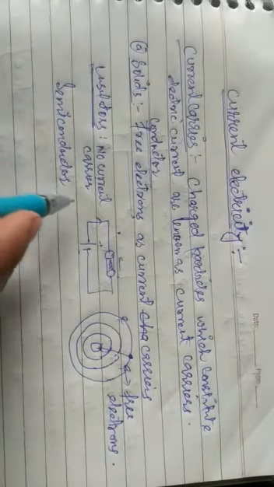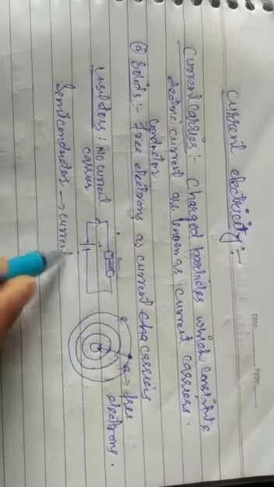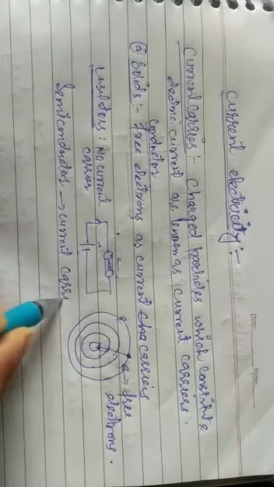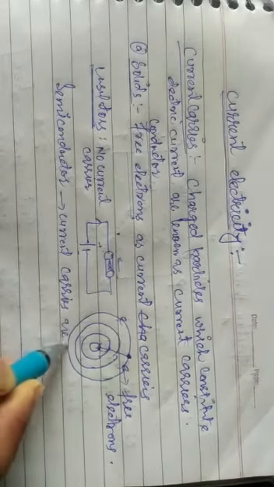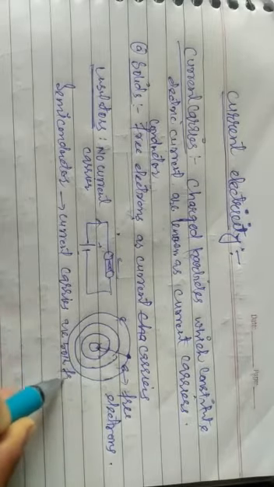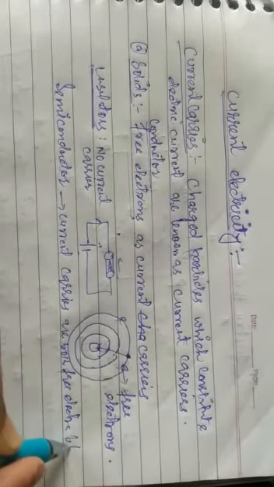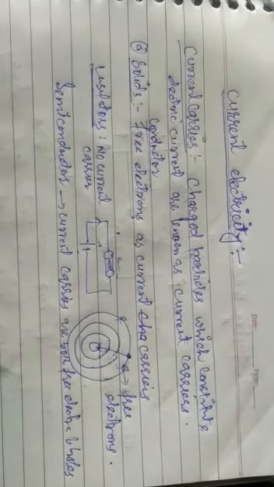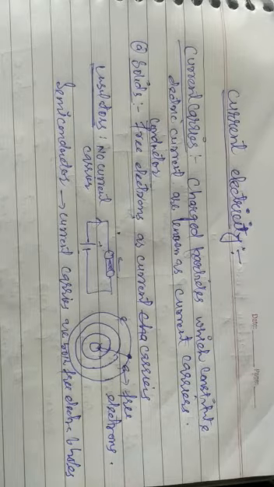But in semiconductors, we have current carriers, which are both free electrons and holes. A hole is a vacancy, or deficiency, of an electron. It acts as a positive charge. So holes and electrons act as the charge carriers, or current carriers, in semiconductors.